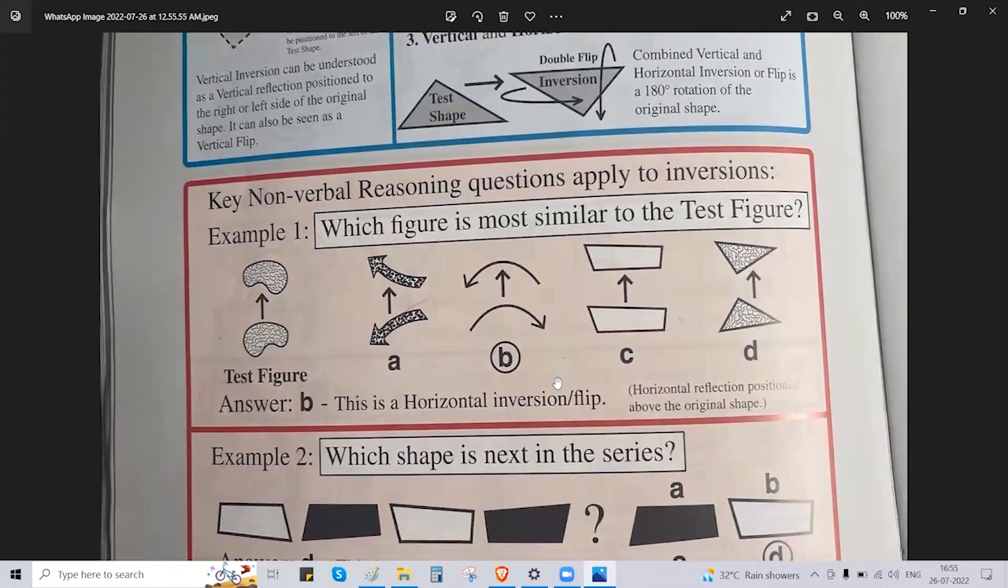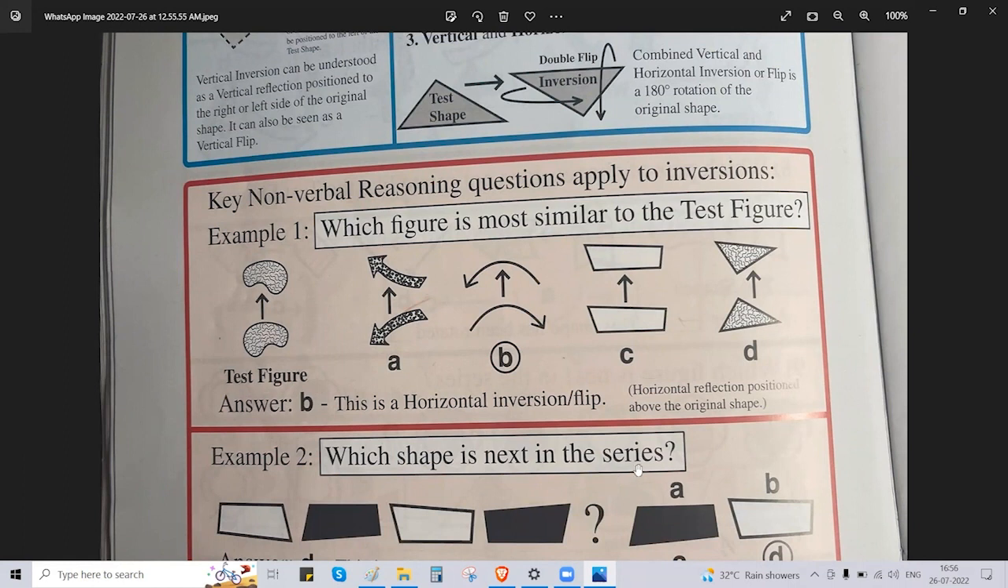It says example 2. Which shape is next in the series? Tell me, what do you see in the series? It's one, two, three, four. These four shapes are given.